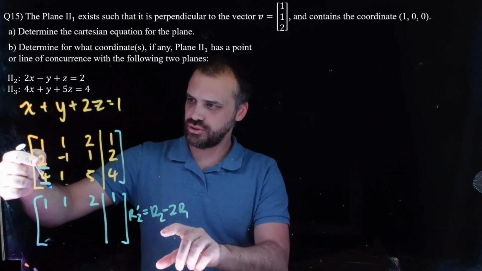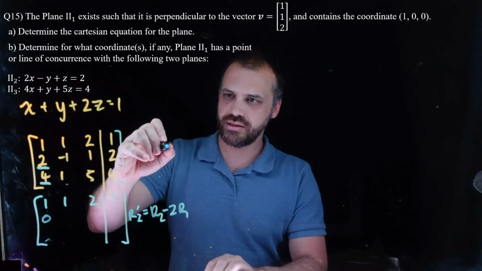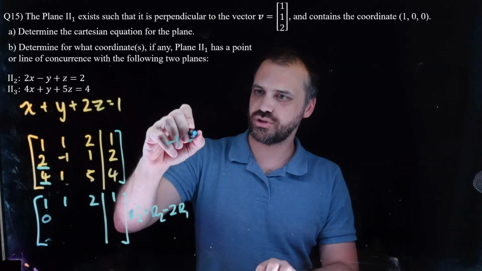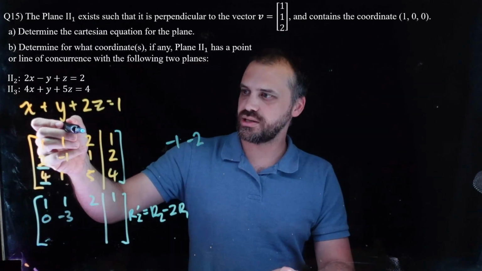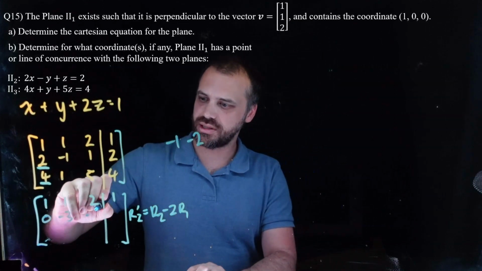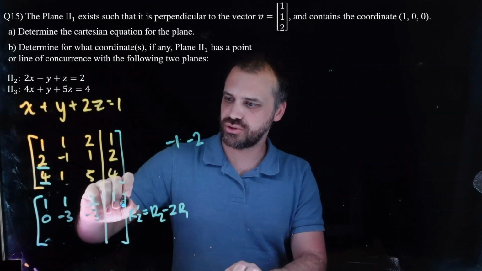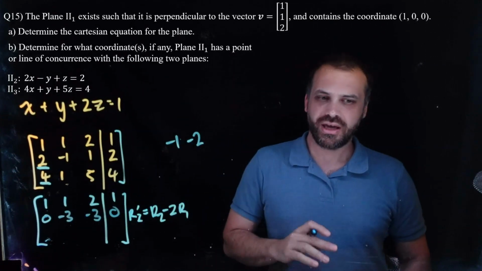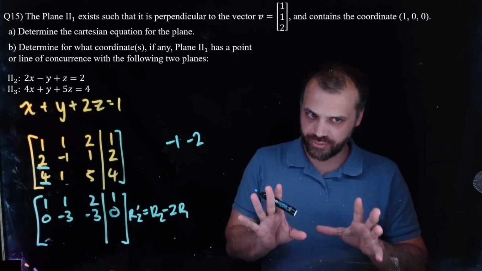2 minus 2 times that is 0. Negative 1 minus 2 times that is negative 3. 1 minus 4 is minus 3. And 2 minus 2 is 0. If I make one mistake, it's all over. I paused it, I double checked it, I'm feeling okay.